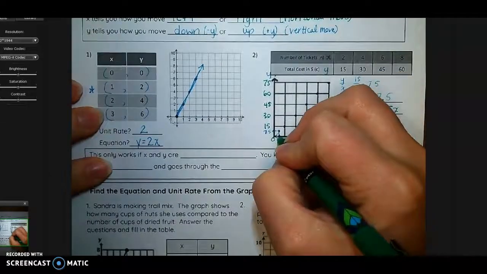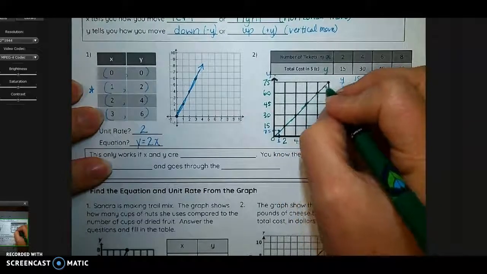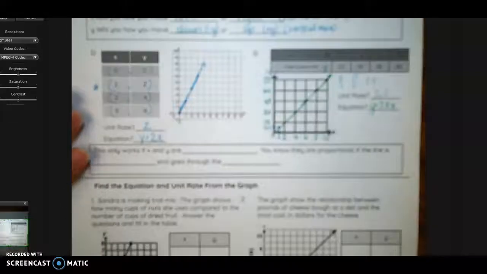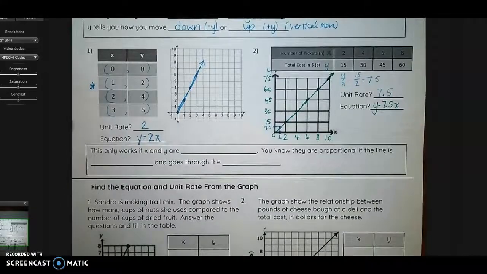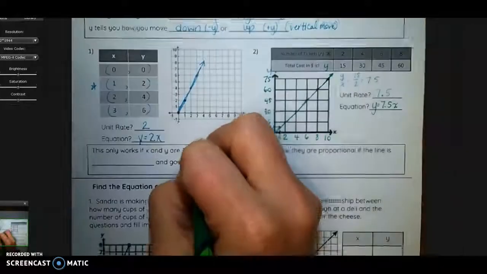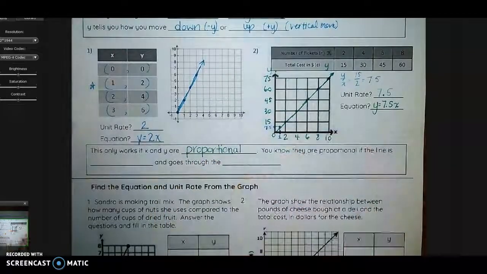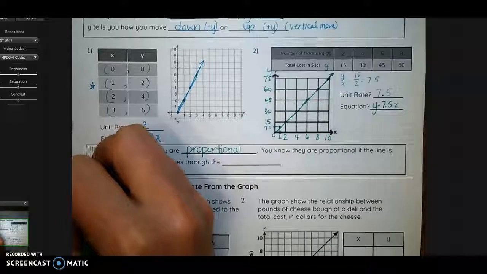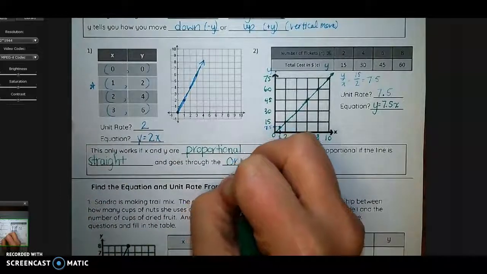And I can even use my graph in this case to predict that 10 tickets would cost $75. And it's a graph, it's a line, so it could keep going because I could have more and more and more. So this only works if x and y are proportional. You know they are proportional if the line is straight and it goes through the origin.